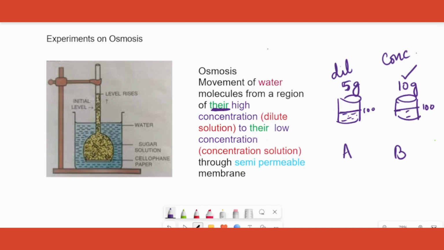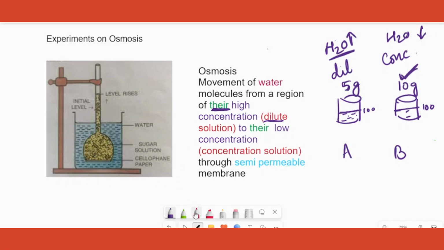What's the other way of expressing it? High concentration of water in this case will be where solute is low. Over here, solute is high, which means water is less here. Solute is less here, therefore water amount is more here. So whenever I say it's a dilute solution, that means water concentration is high and solute concentration is low. That you should be very clear about. Otherwise, you will go wrong and lose that 1 mark for the definition of osmosis.